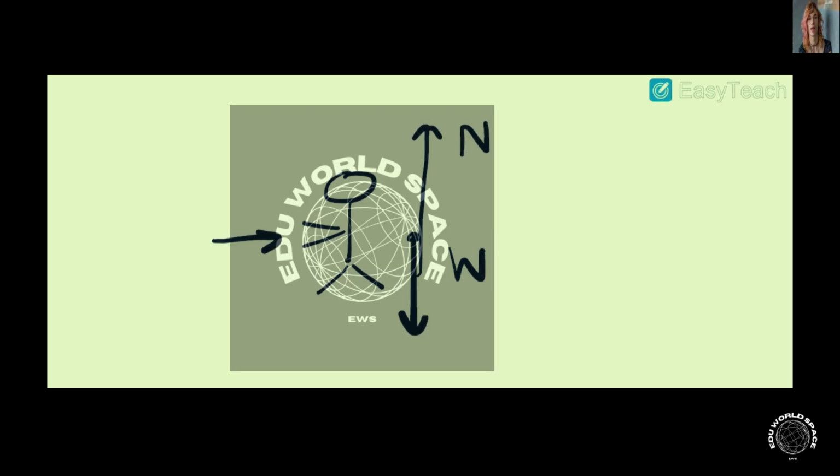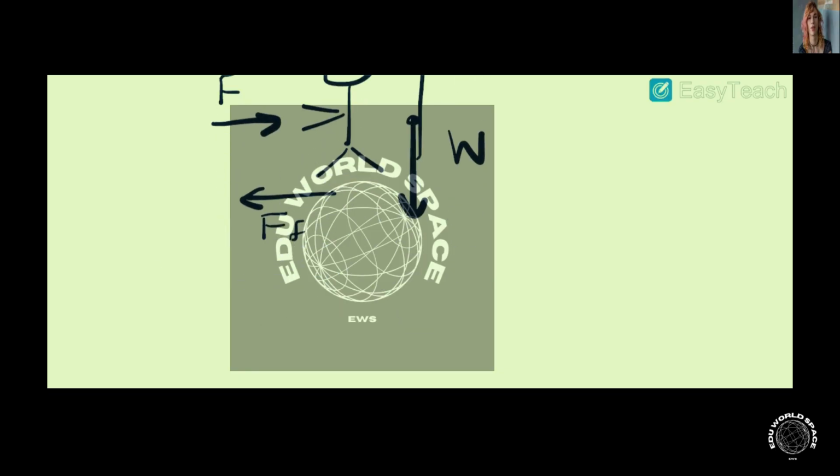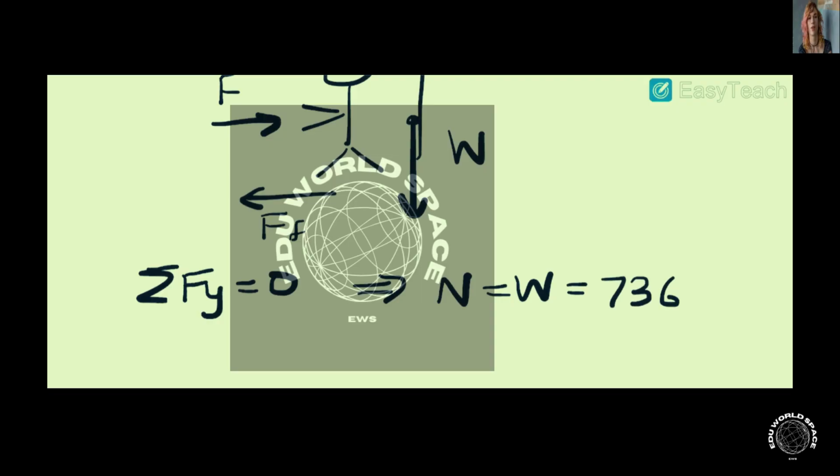We know the box is pushing back with the force of F, and we also have friction going in this direction. Call that FF. So what we can do now is apply Newton's second law in the y direction and say that the net force in the y direction is equal to 0 because the man is not accelerating in the y direction. Therefore, we know that the normal force is equal to the weight force, which is equal to 736 newtons. We know this because we know the mass of the man to be 75 kilograms, multiply that by gravity, and we can get this normal force.